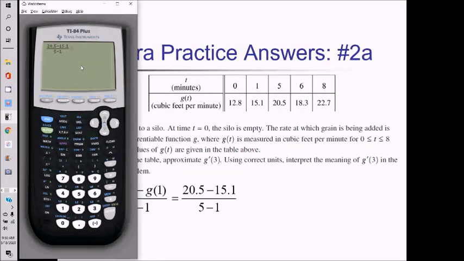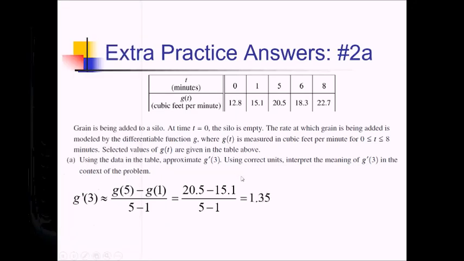That's going to be, let's see here, 1.35. So that's the actual number. Now, the units on this, we've got cubic feet per minute in the numerator. In the denominator, we just had the minutes. That's what we were doing down here. So that's going to be cubic feet per minute, or cubic feet per minute squared. So that's the actual units.